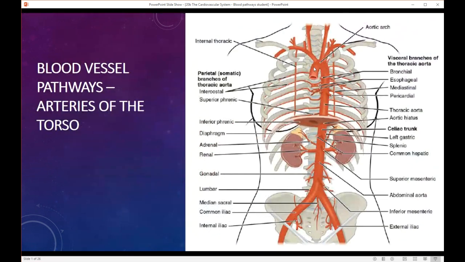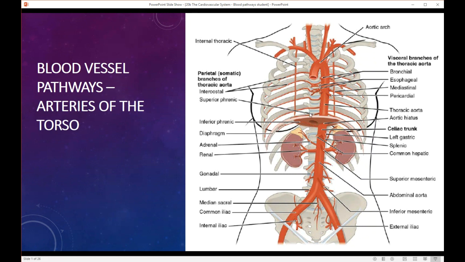Now we're coming down the torso, so there's that aortic arch again, right? And we're going to come down through the thoracic aorta, okay? That thoracic aorta has some branches coming off of it, like the bronchial, which is going to go to the bronchial tubes in your lungs. The esophageal is going to go to the esophagus. The mediastinal is going to go through the center of the mediastinum between the lungs. The pericardial is going to go to the pericardial sac. There's that thoracic aorta coming down. Okay, and you can see we also have these intercostals coming off. Those go between the ribs.